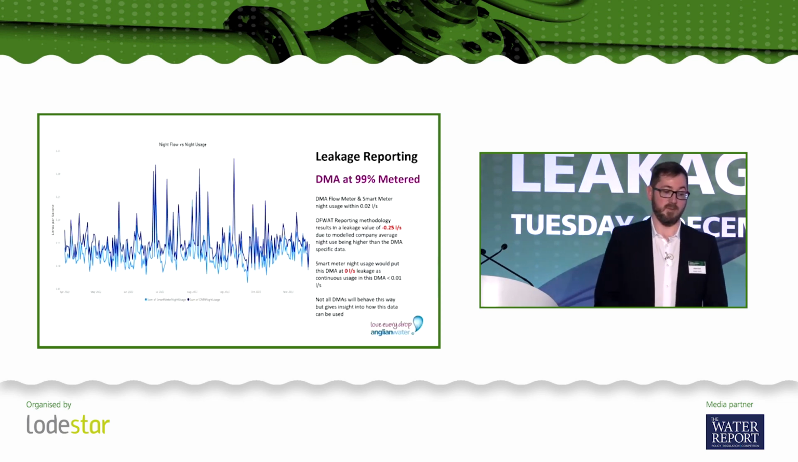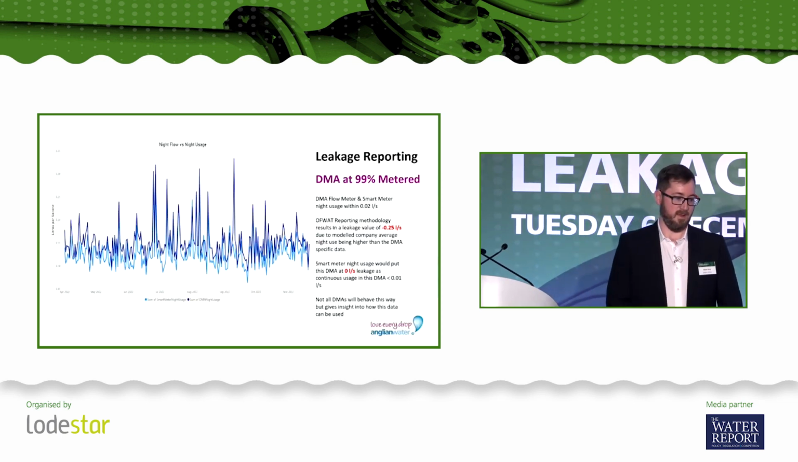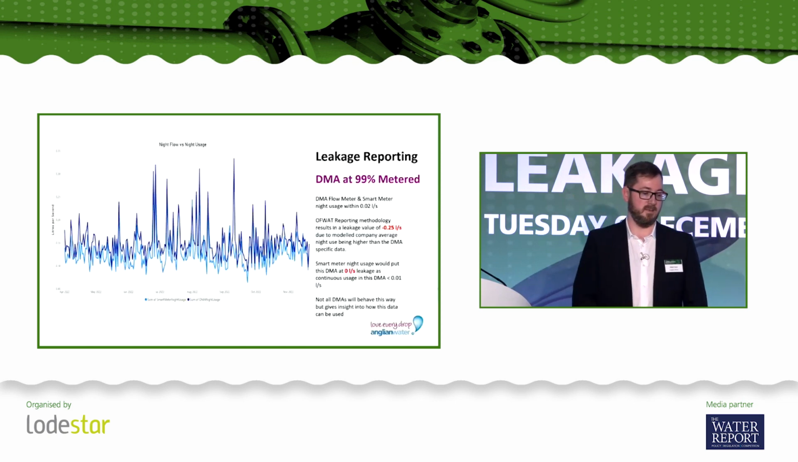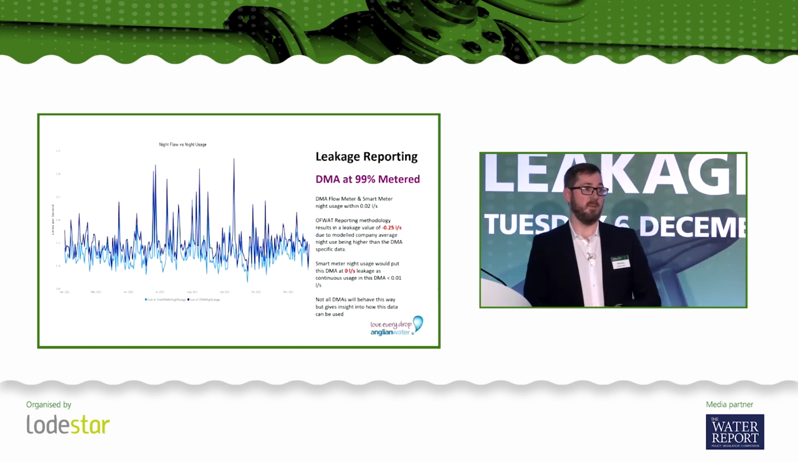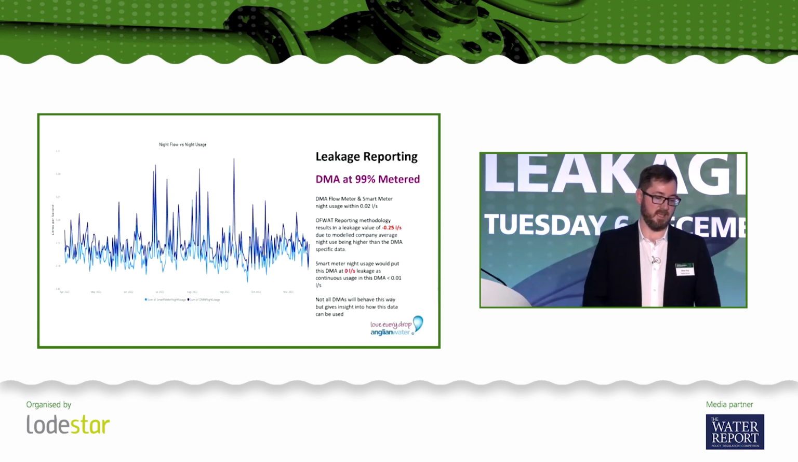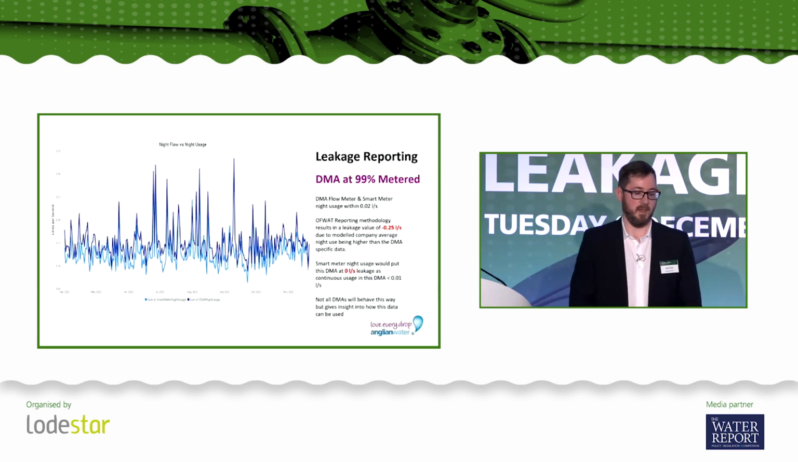Now, a couple of interesting case studies, which hopefully, based on the conversations today, might get people's thoughts going. So this one is a DMA that we've got at nearly 100% smart metered. You can see the two lines, hopefully. The darker line is the DMA flow meter during the night period, and the lighter blue line is the flow from all of the smart meters during the same period. And actually, they are very, very close to each other. They are within 0.02 litres a second.